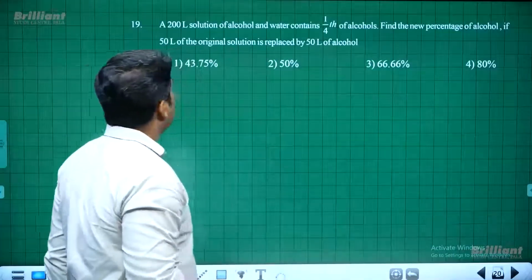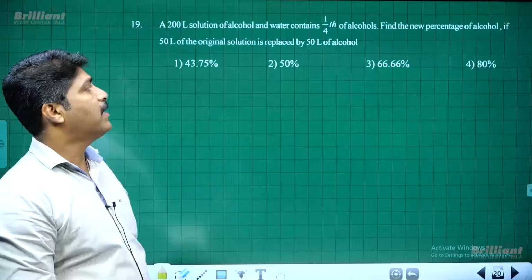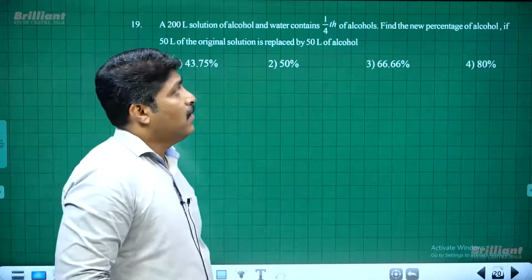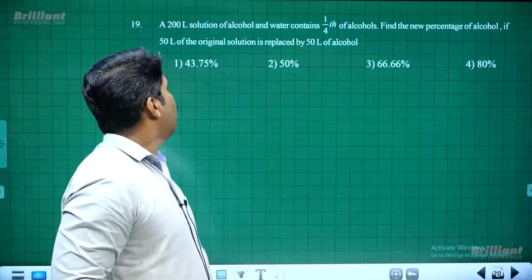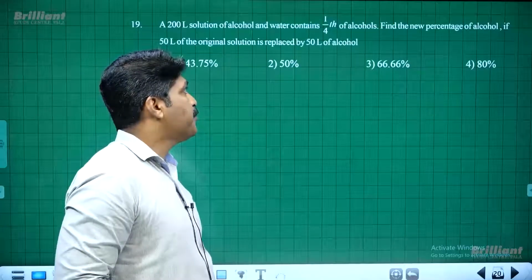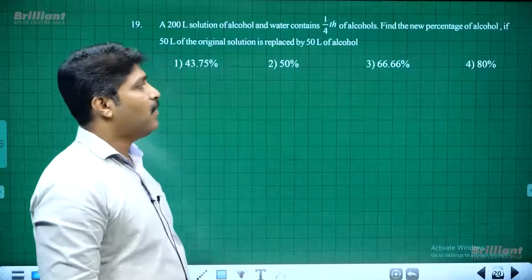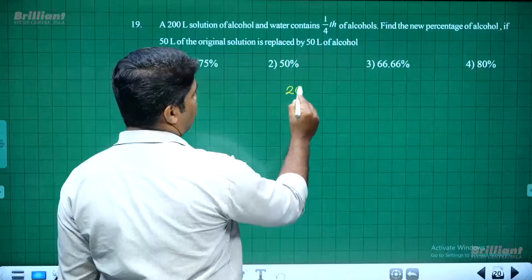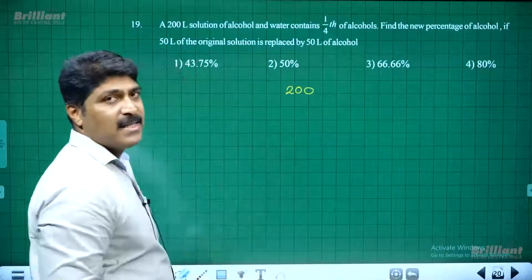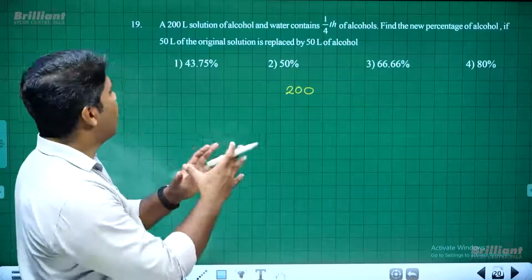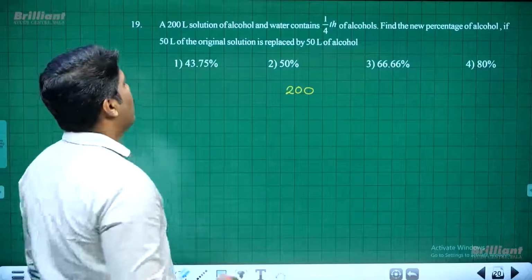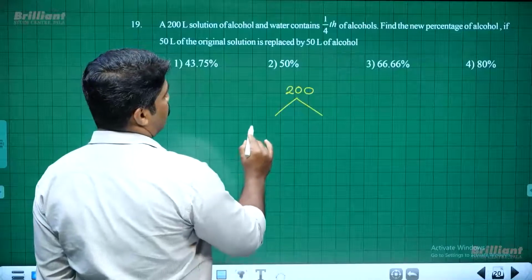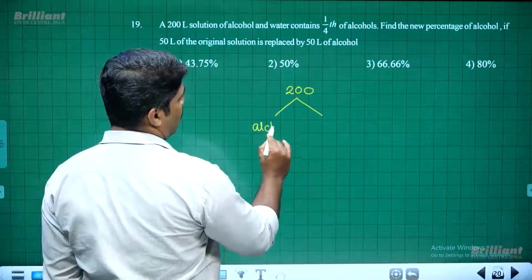Next question. A 200-liter solution of alcohol and water contains 1/4 of alcohol. Find the new percentage of alcohol if 50 liters of the original solution is replaced by 50 liters of alcohol. What's the trick here? Initially, it's a case of replacement. It's a single replacement, so a single quantity we are replacing. Here this 200 liter solution contains alcohol and water.